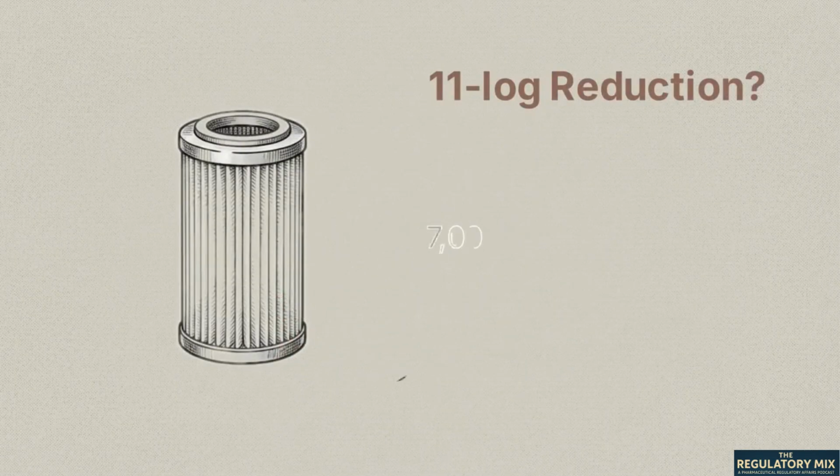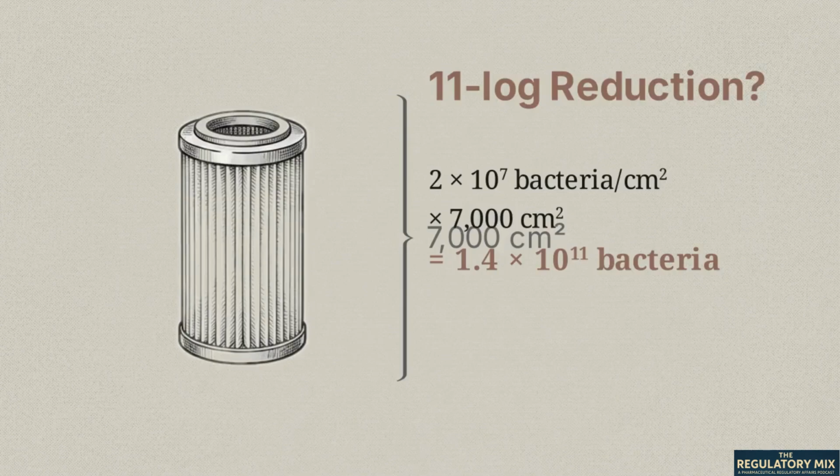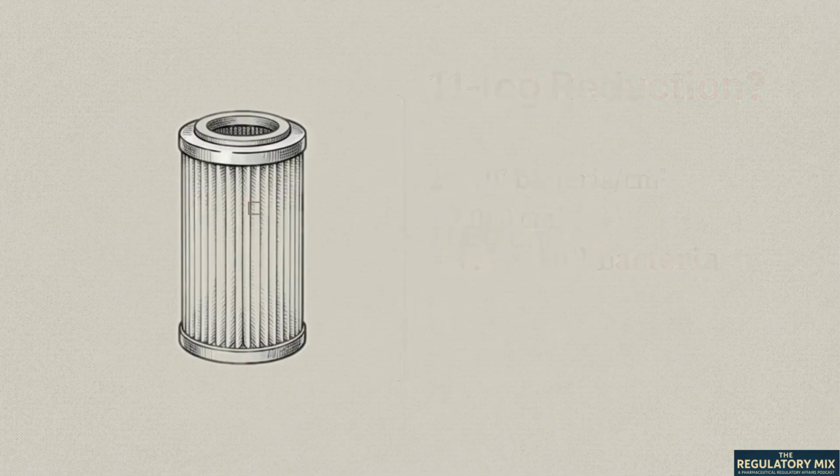Filter manufacturers often cite an 11-log reduction in their marketing. That number results from applying the 7-log standard across the entire surface area of a total device, such as a 10-inch pleated cartridge, which contains roughly 7,000 square centimeters of membrane. While the total device may retain over 100 billion bacteria, the physical stress and retention capability on any individual square centimeter remains exactly 7 log.